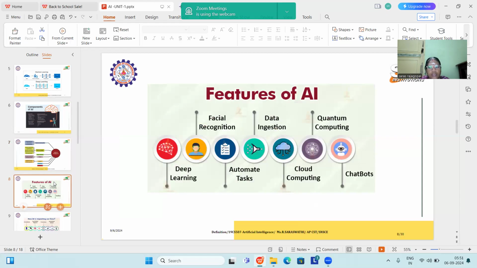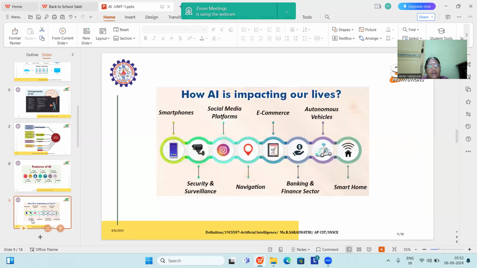Futures of AI. There are different types of futures of AI. The AI can be facial recognition, data injections, and quantum computing. How AI is impacting our life. The AI is mainly used in live applications. First one is we use smartphones, social media platforms, e-commerce, and autonomous vehicles. In that, we have to provide security also, under navigation, banking and finance sector, smart homes. These are the different types of applications in AI.